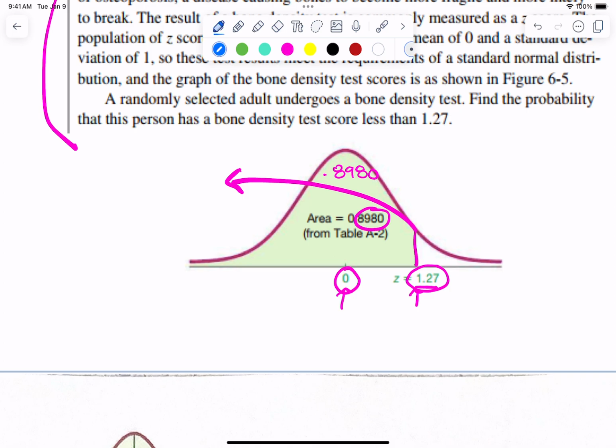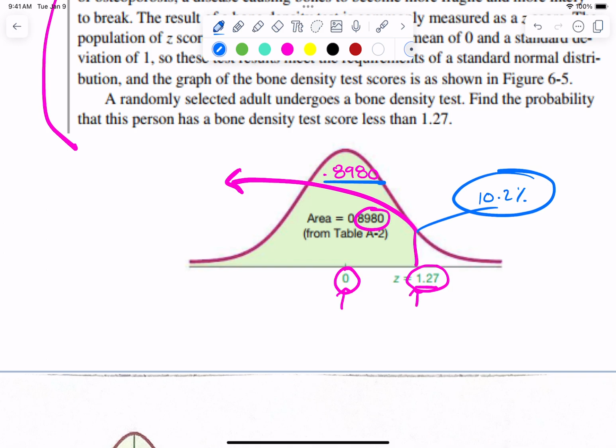Let's say that I want to know, okay, how many people have bones that are stronger than me, or have a bone density score that is bigger than me. 11.2. You're close, 10.2 if you subtract, right? So 0.8980, if I subtract that from 100%, that means 10% of the people are higher than me, right?